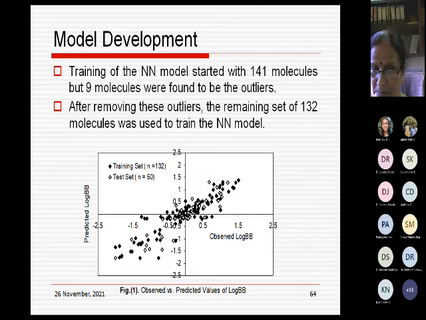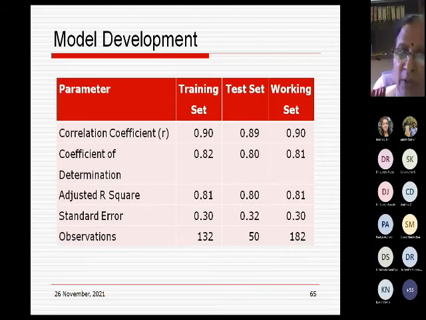After training, we found there were 9 molecules which were not being predicted. The 9 molecules were showing very different values, and the prediction of the model was very poor. So we removed these 9 molecules and used the 132 molecules for building, and the model was good, having a correlation coefficient of 0.9, and on the test set the coefficient of determination. These are the various parameters which we have used for the evaluation of the model.